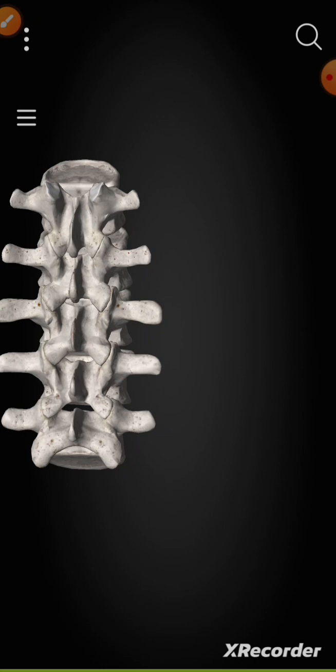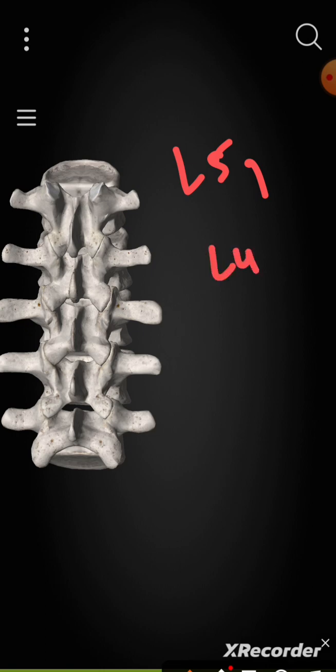If someone gives you a lumbar vertebra and asks which lumbar vertebra it is, then you can just join the two articular processes, superior and inferior, and make a shape of it. If it is a horizontal rectangle, then it is L5. If it is a square, then it is L4. If it is a vertical rectangle, then it is L3, and if it is a trapezium, then it is L1 and L2.